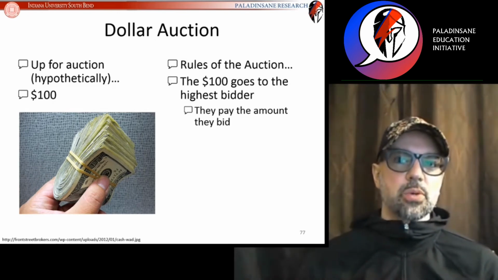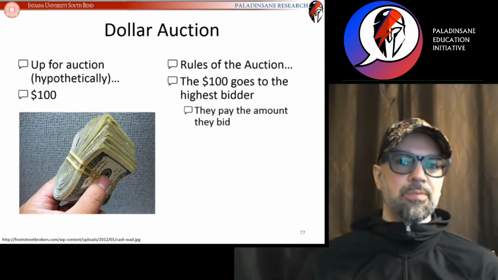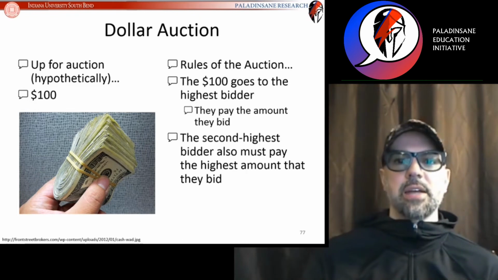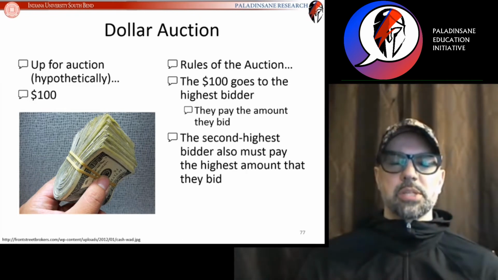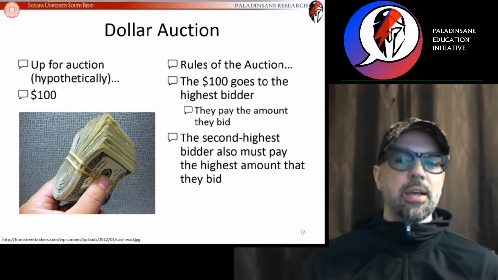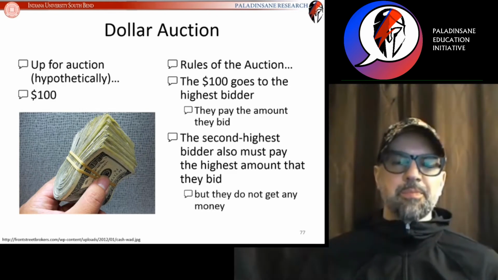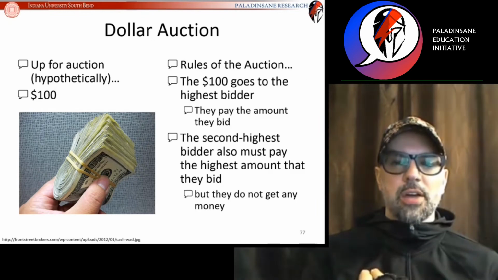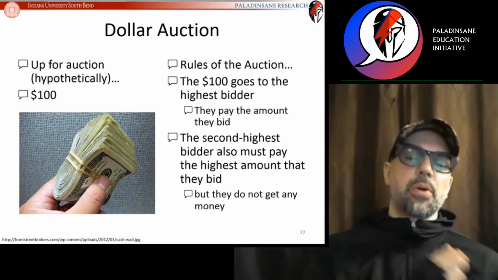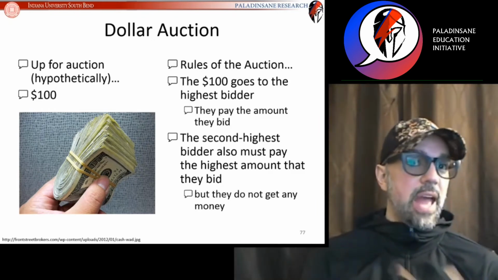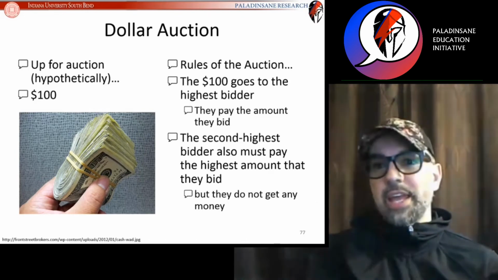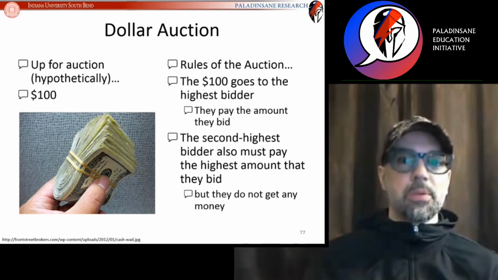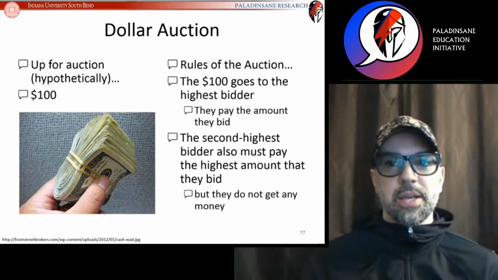However, what makes this auction special is the second rule. And the second rule is that the second highest bidder also must pay the highest amount that they bid. However, they do not get the money. So if somebody won the $100 with a bid of $50, the person who bid $45 has to pay $45 and gets nothing. So they just straight up lose their second highest bid.